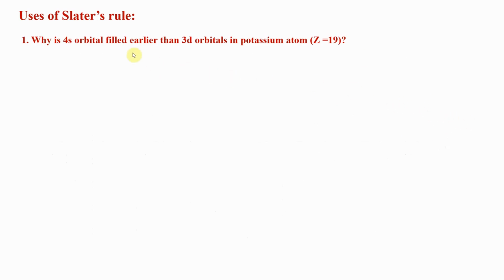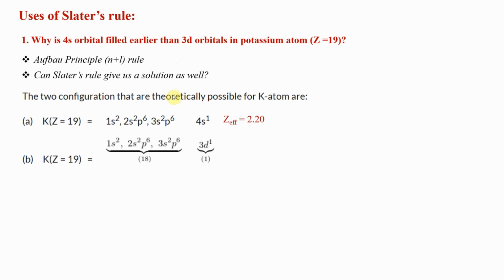Why is the 4s orbital filled earlier than the 3d orbital? We already know that 4s is filled earlier than 3d. When we fill the d block, after putting 4s2 we go to 3d1, 3d2. Now obviously our first explanation is the Aufbau principle, the n plus l rule. We know what n plus l gives for 4s and 3d. But can Slater's rule explain it as well?